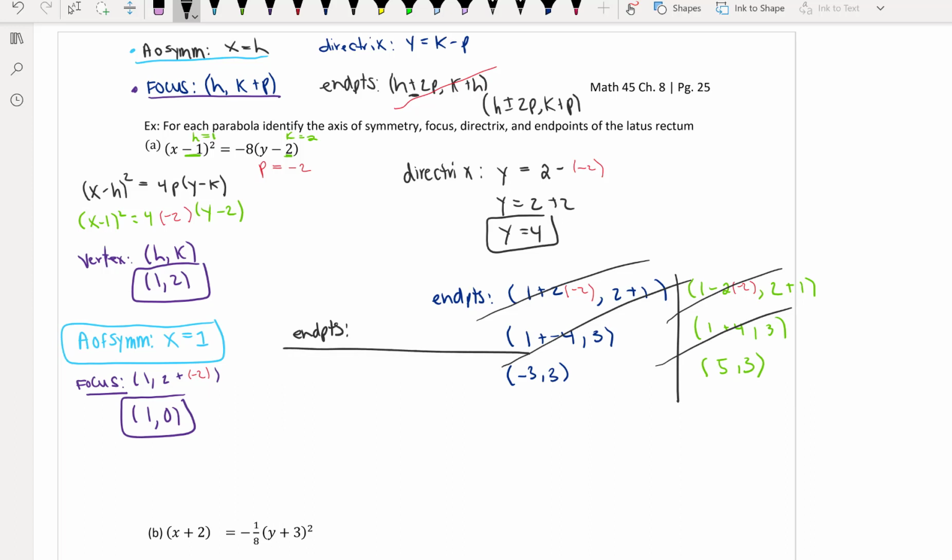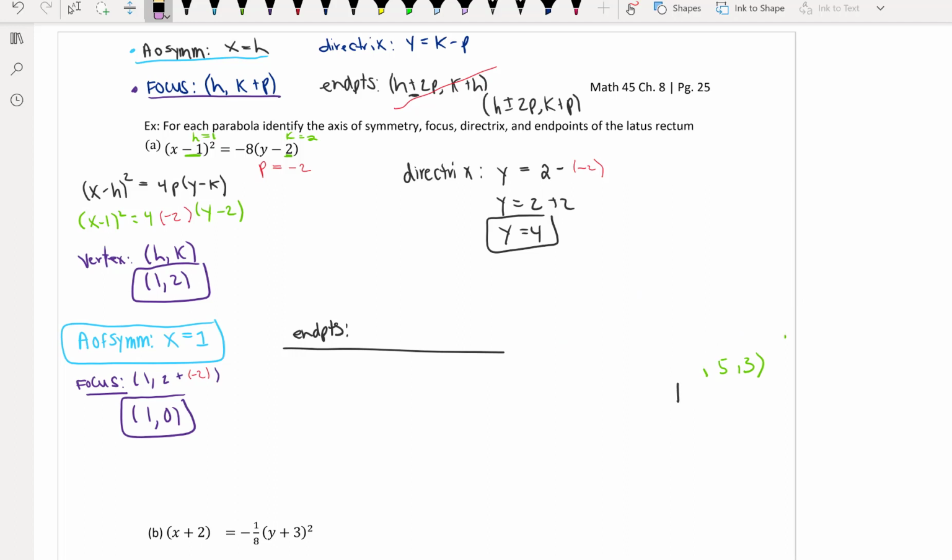So I know that my endpoints, and I'm going to go ahead and just give myself some more room over here. And this is why we have erasers, because people make mistakes. Now I'm going to write it down very clearly that this is h plus or minus 2p, comma, k plus p. Now I'm going to write down the information that I have. I know that my h value is equal to 1. I know that my k value is equal to 2. And I know that my p value is equal to a negative 2. Okay, so I'm going to take this slow.